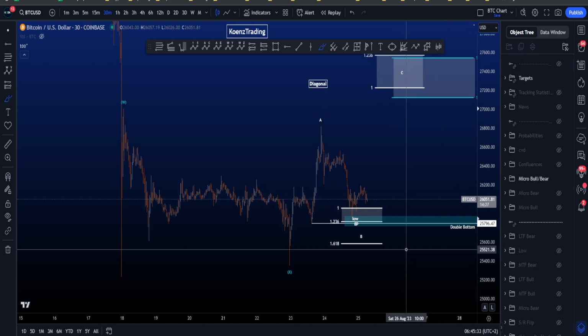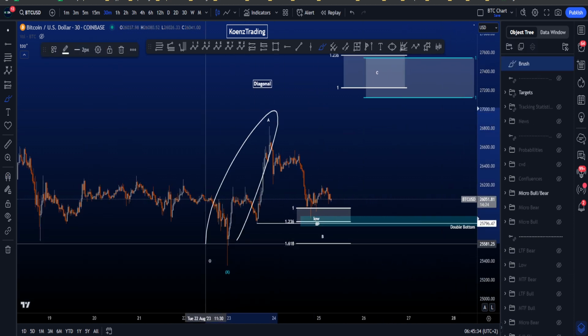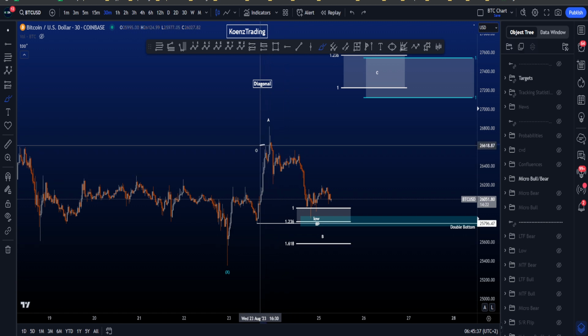Now in this particular scenario, we then have over here a 5-wave move to the upside, where you can count this as a wave 4 over here.